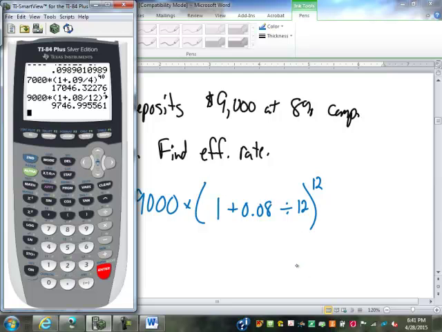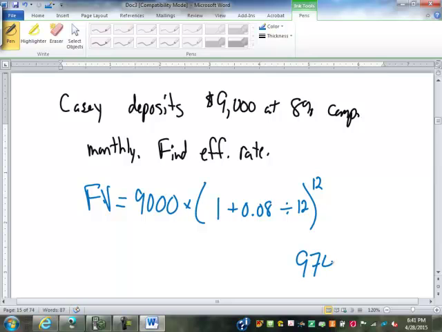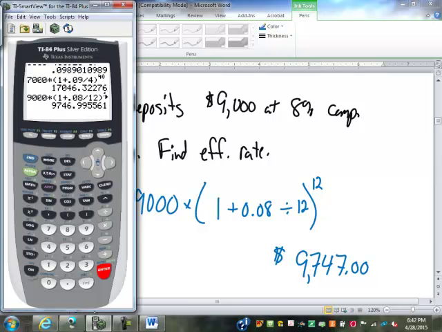9,097.46, 97.47, because it's 99 cents, but rounds up. Everybody see where that rounds up to 97.47? You wouldn't keep the cents? That's right. It's 0.995, so that rounds up.